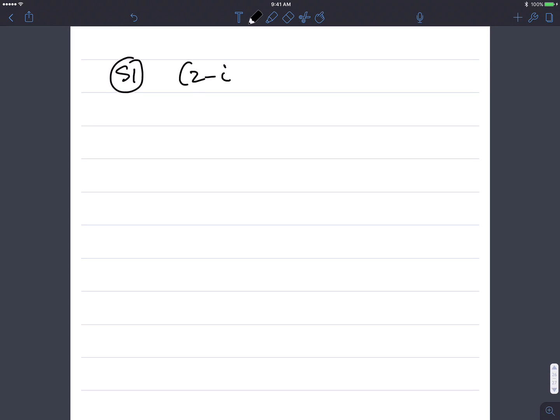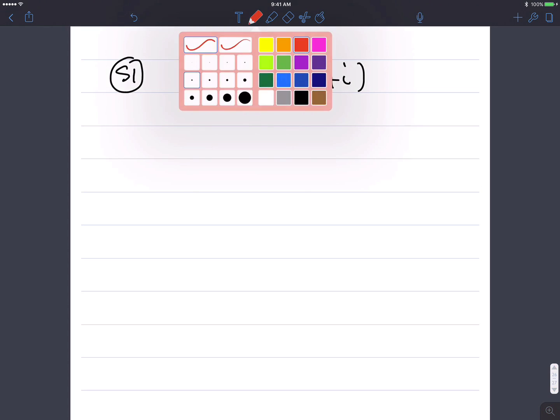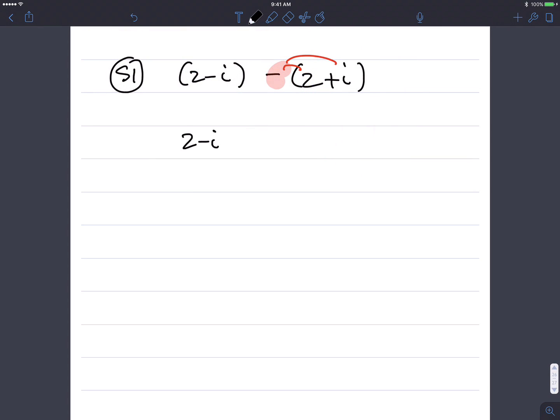51. 2 minus I minus 2 plus I. This is a subtraction problem. Don't forget to distribute this negative sign. We get 2 minus I minus 2 minus I. 2 minus 2 is going to give us 0. Negative I minus another I gives us negative 2I. If I owe an apple and I owe a second apple, I owe 2 apples.